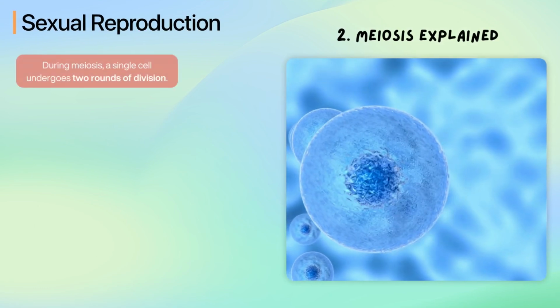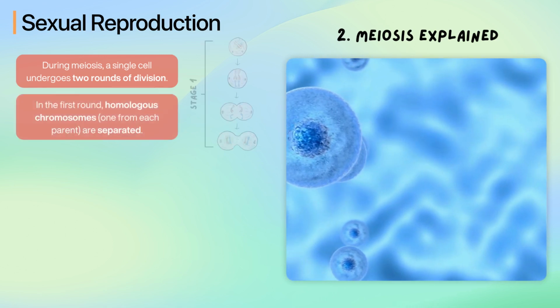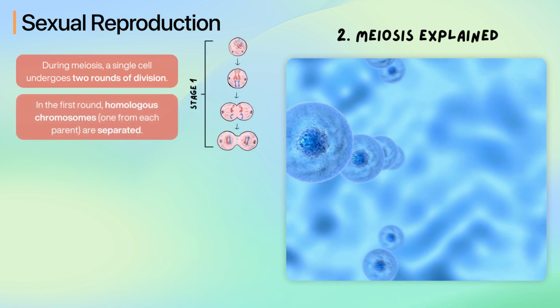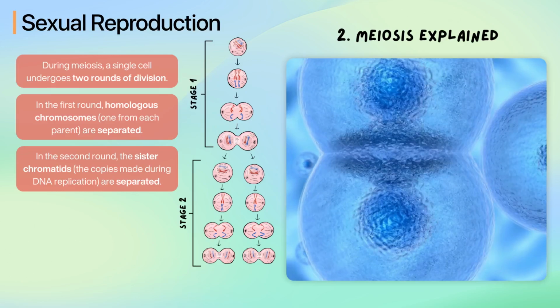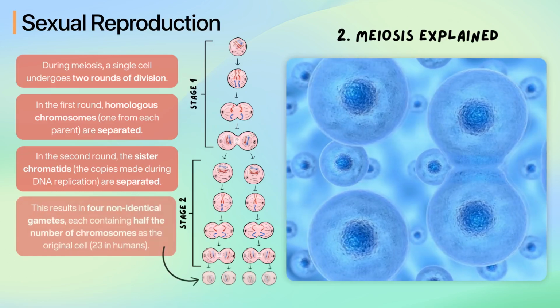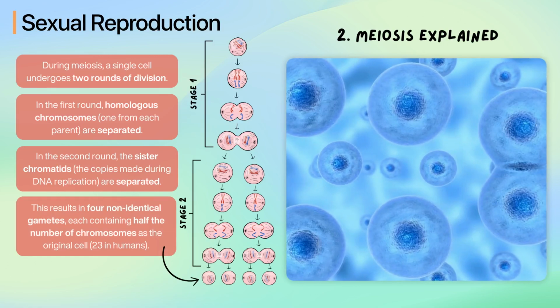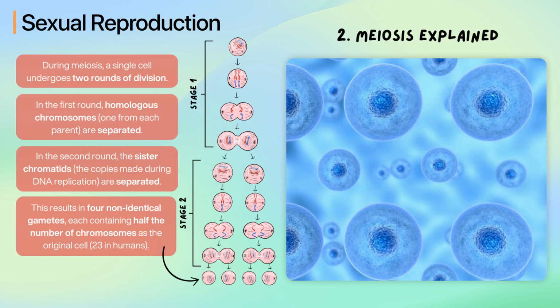During meiosis, a single cell undergoes 2 rounds of division. In the first round, homologous chromosomes, one from each parent, are separated. In the second round, the sister chromatids, the copies made during DNA replication, are separated. This results in 4 non-identical gametes, each containing half the number of chromosomes as the original cell.